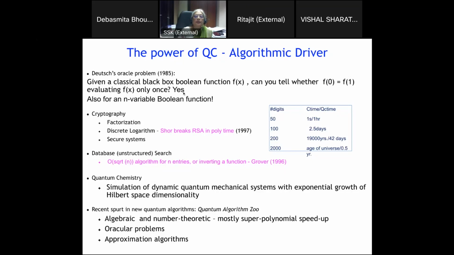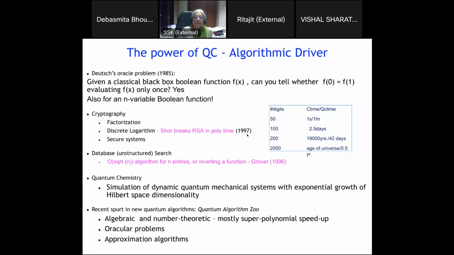And then if you extend this to an n-variable Boolean function, of course, you would need a lot more evaluations classically, but in quantum, you can do much faster. So this actually gave us the first hint that quantum computing can give us a lot of speed up over classical.